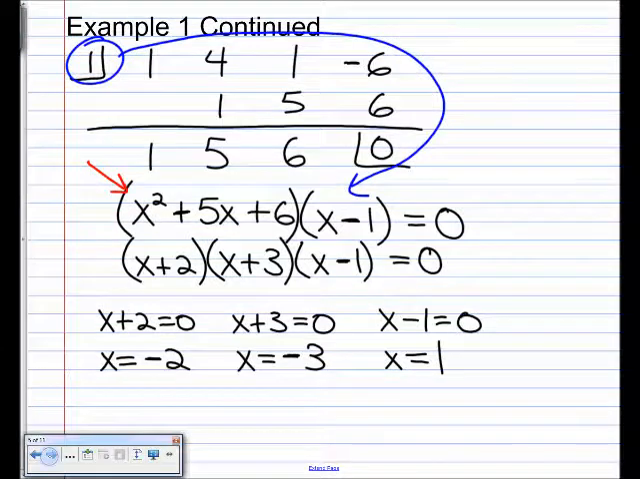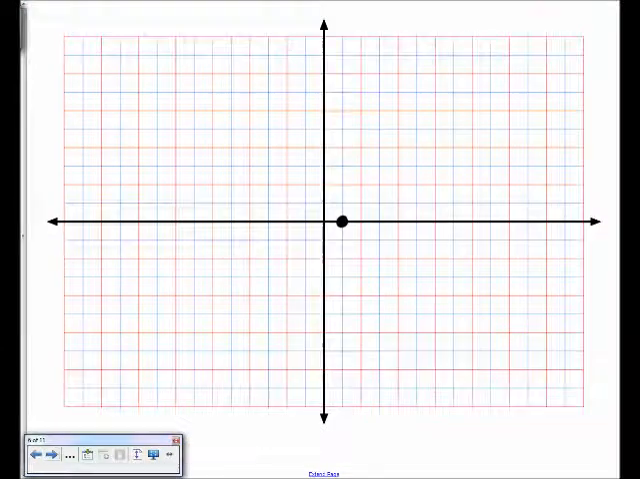Positive 1, negative 2, and negative 3. So we have negative 2 and negative 3. Okay. Now, at this point, all right?